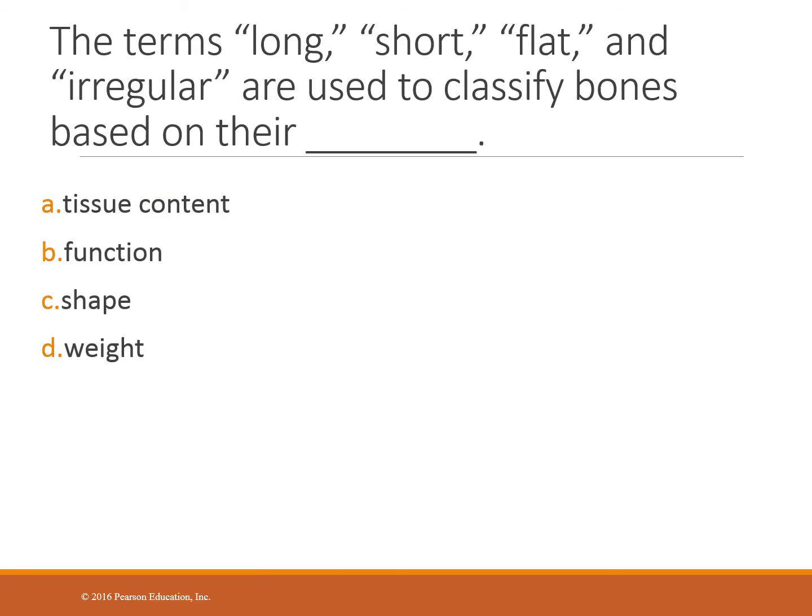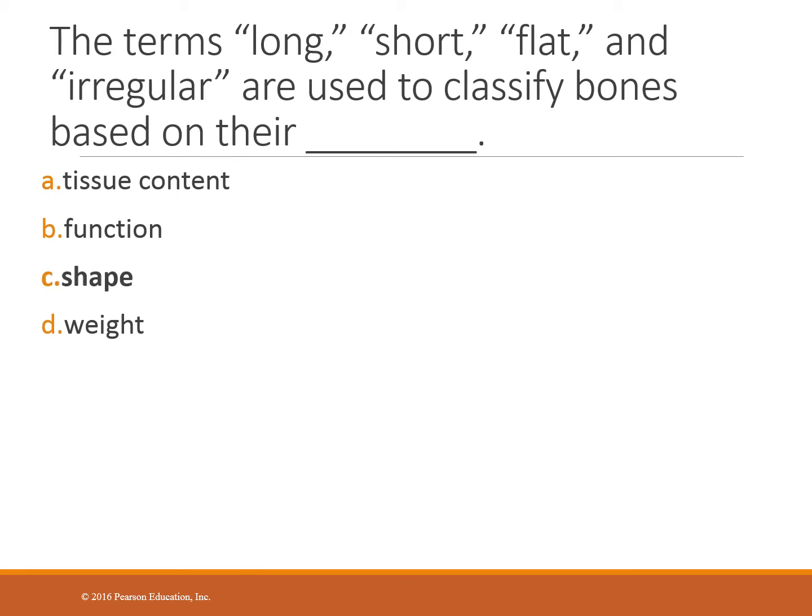So let's see what you remember. The terms long, short, flat, and irregular are used to classify bones based on their, would that be tissue content, function, shape, or weight? I know we covered this in our last video, but hopefully you remember the answer. Shape. Long, short, flat, and irregular are terms used to classify bones based on their shape.